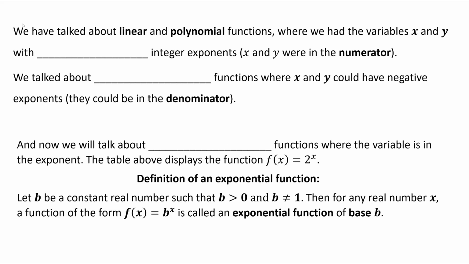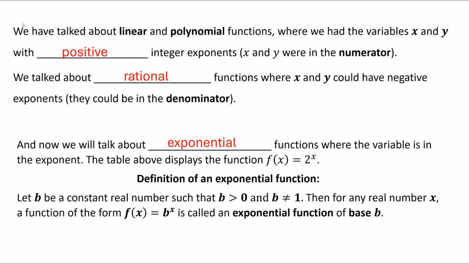So we've talked about linear and polynomial functions, where we had the variables x and y with positive integer exponents. X and y were in the numerator. We talked about rational functions where x and y could have negative exponents. That is, they could be in the denominator. And now, like I just said, we're going to be talking about exponential functions where the variable is in the exponent. And that table that we just looked at displays the function f of x equals 2 to the x power. On day 1, it was 2 to the 1. Day 2, 2 squared. Day 3, 2 cubed. And so on until on day 30, we had 2 to the 30th power.